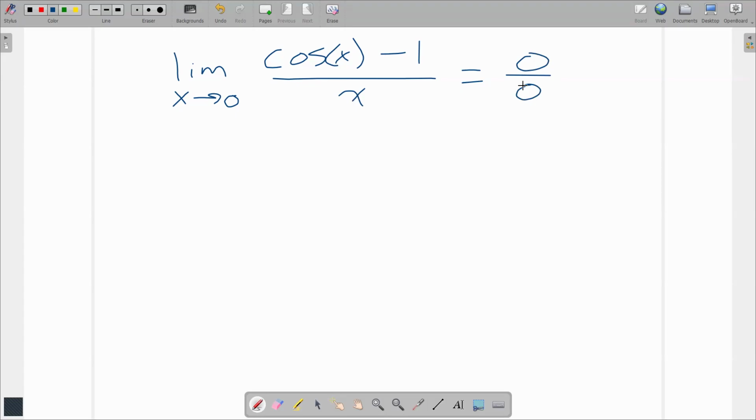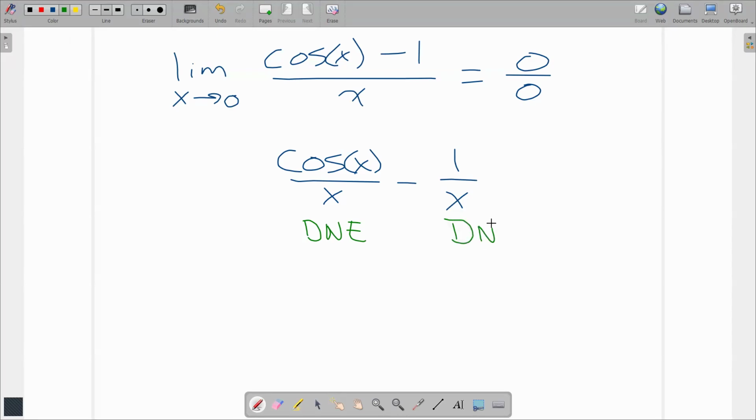See if we can do cosine of x over x, maybe minus 1 out of it. So rewrite it like, let's see, cosine of x over x, and then that would give us a minus 1 over x. So if we reevaluate this, what's going on with the first fraction? We have 1 divided by 0 when we try to plug in, which does not exist. And what about this over here? 1 over 0? That also does not exist. Does that mean the whole thing does not exist?